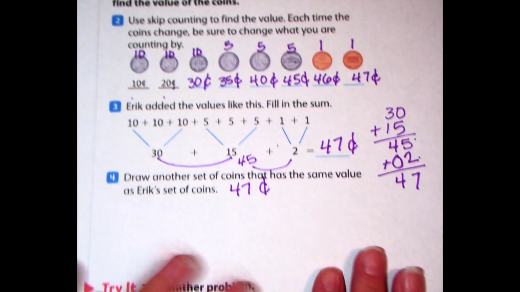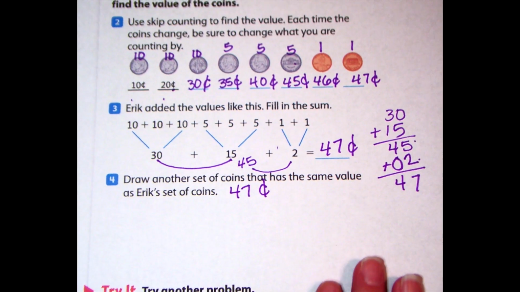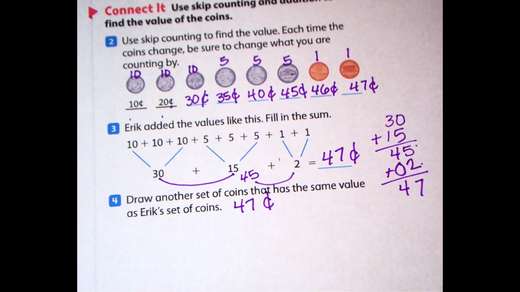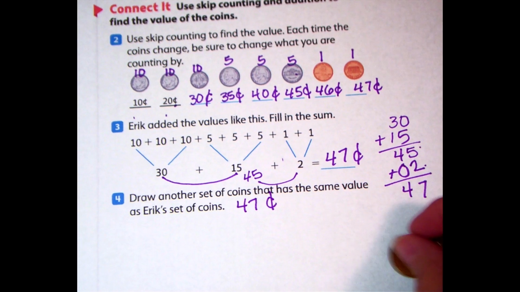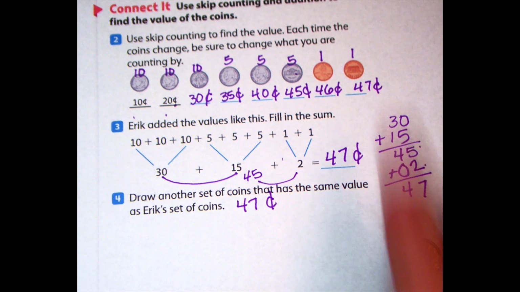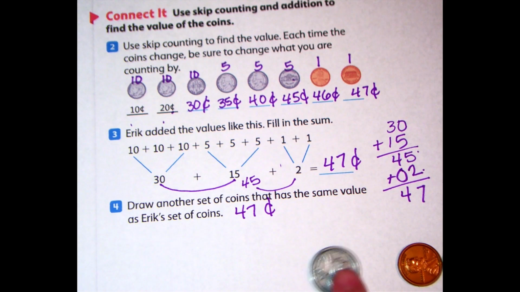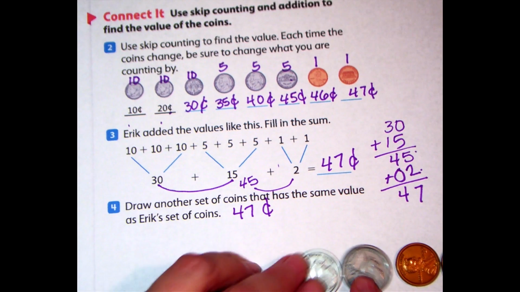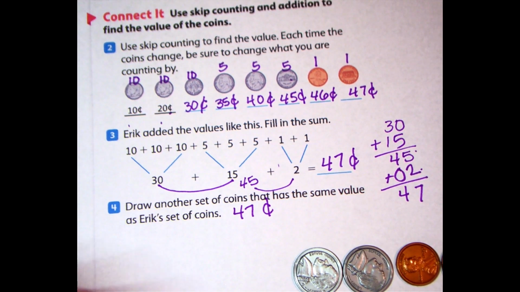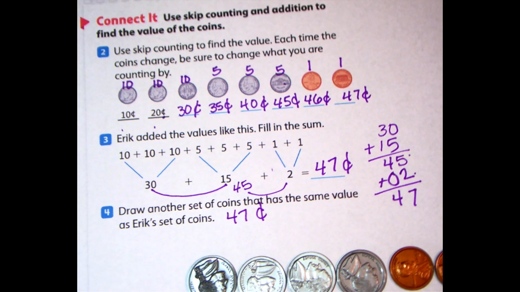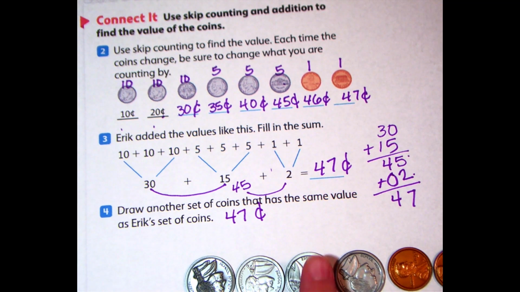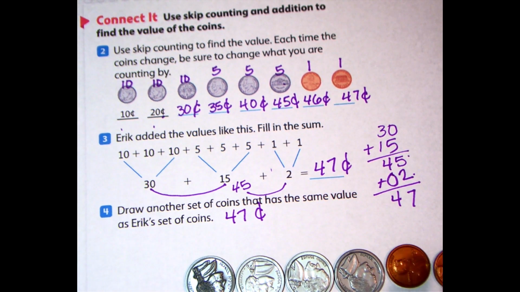What other way can you think of that's different to make 47? I'm going to do one more. I'm going to break it up even more. I'm going to have my 2 pennies. I'm going to do 4 nickels instead of 3. 1, 2, 3, 4. So that's 5, 10, 15, 20, 21, 22.